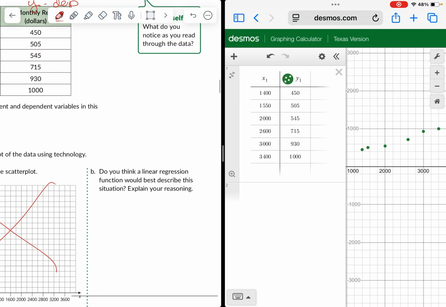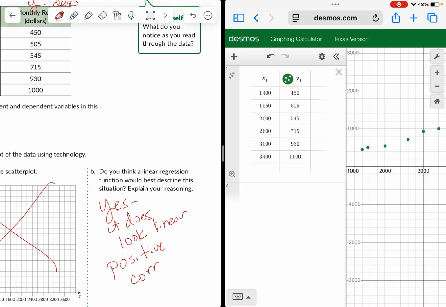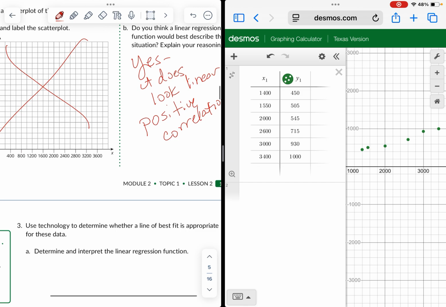So I do think, just based on graphing it on Desmos, I think it's reasonable, and had we put it on that scatter plot on the graph, yes, it does look somewhat linear. It looks positive because the line appears to be going up. So it looks like there might be a positive correlation. Well, we're about to do linear regression and find out if we're right.